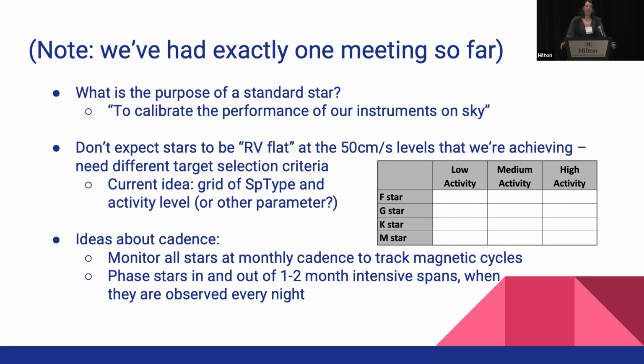And the basic idea we had for cadence was that we would want to monitor whatever stars we come up with. The idea is a handful, like 5 or 6 stars. Monitor them all at least once a month over a long-term, many years duration, so that we can look for things like signs of magnetic cycles stirring up in the stars, and then phase them in and out so that at any given time, at least one of the stars is getting as close to nightly observations as we can get between these facilities for an intensive month or 2 at a time.